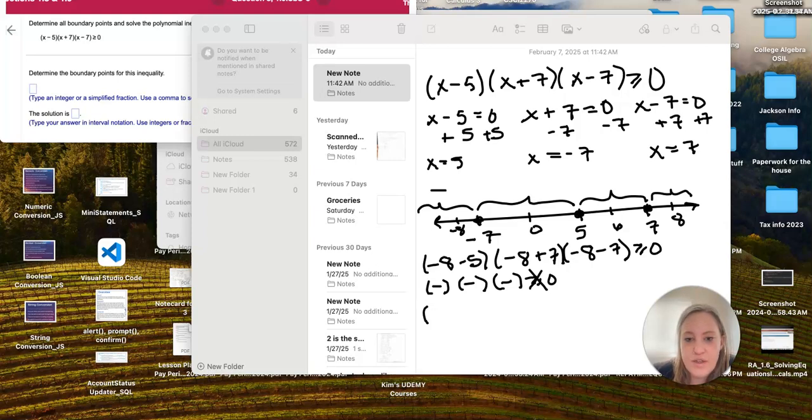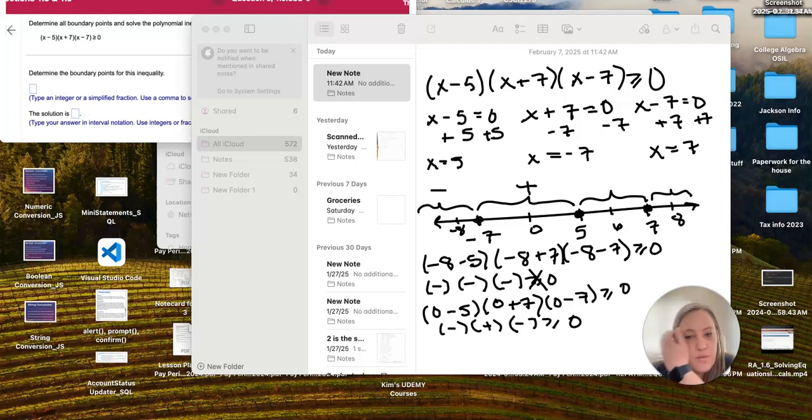So now we're going to go to the next one. So we're going to do 0. 0 minus 5, 0 plus 7, 0 minus 7, greater than or equal to 0. So in this case we have a negative, we have a positive, and we have a negative. Well, look at that. We actually have a positive value here, right? Because a negative times a negative is a positive, and we have our third value as a positive. So that one is going to be greater than or equal to 0. So that whole interval is positive.